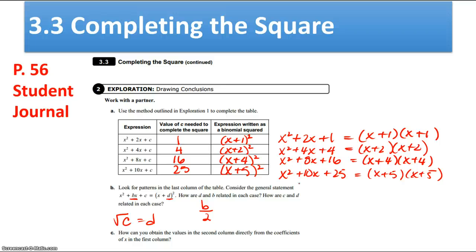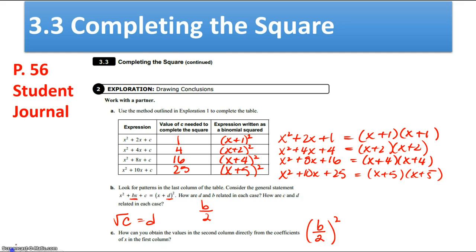But what we're going to find is the middle term, B divided by 2 squared, okay, is what we're looking for. And that's at C right there. So 10 divided by 2, which is 5, squared gives me C. 8 divided by 2 squared gives me C. 4 divided by 2 squared gives me C. 2 divided by 2 squared gives me C.